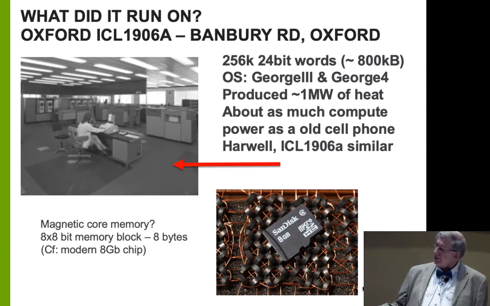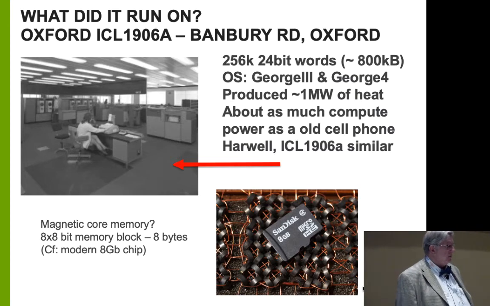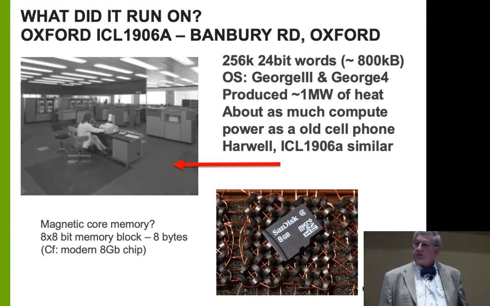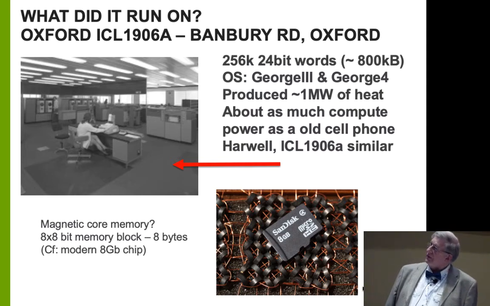And by the way, this is a little picture of a magnetic core, which is 8 bits by 8 bits. So that's 8 bytes. The chip on the top is an 8 gigabyte chip, a modern one. That's 9 orders of magnitude. That's Moore's law, right there. And that's what has revolutionized crystallographic computing more than anything else, is this scale.